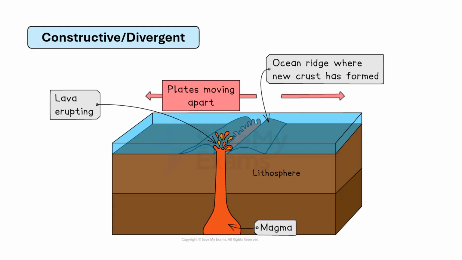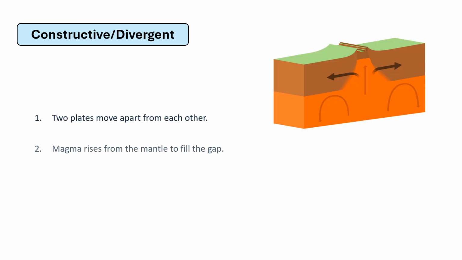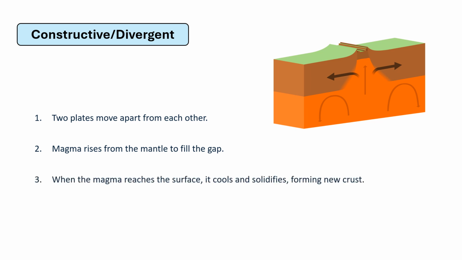Now I'm going to talk about constructive, but also can be used as the term divergent. There's a picture of what's happening here, and again start with what's happening with the plates. They move apart from each other. Magma rises up from the mantle to fill the gap that's created as the plates move apart, which we can see in the picture up there. And that magma, when it reaches the surface, it cools and solidifies, forming new crust.